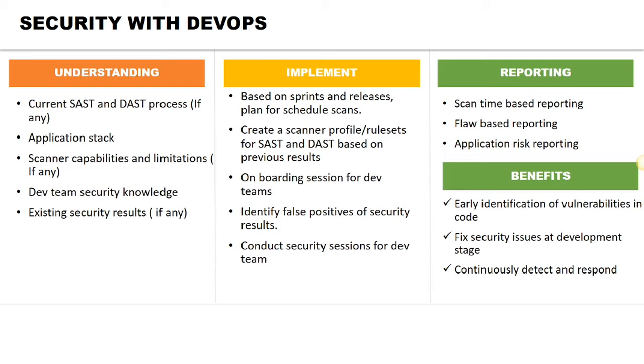Create a scanner profile, a rule set for SAST and DAST based on previous results. Again, this is a key point. The reason is simple: not every tool can find everything, and there could be false positives. I'll explain what a false positive is in a minute. We need to refine our scanner results. Let's say you have 10 results out of a scan and 6 bugs are false positives. Now you need to refine your profile and rule set to avoid those 6 false positives. Now, what are false positives?